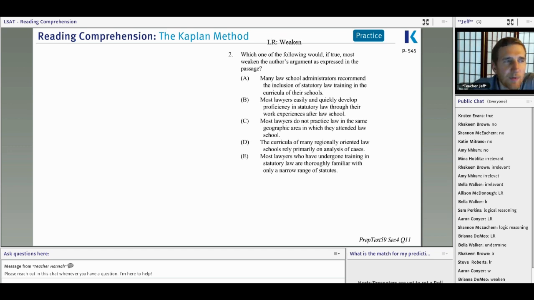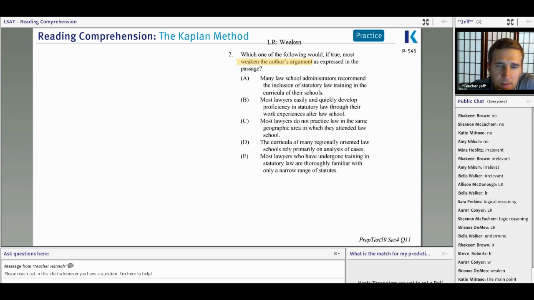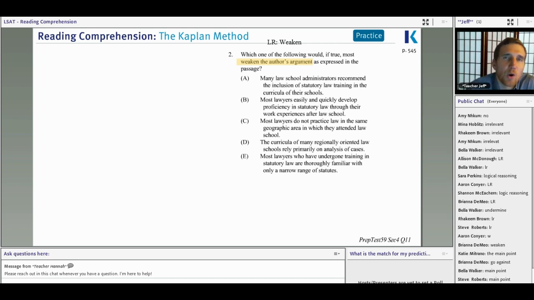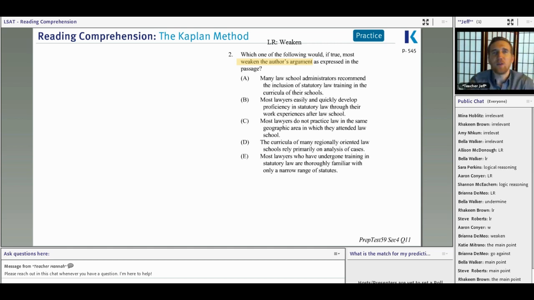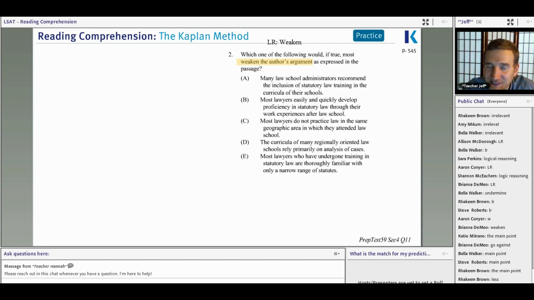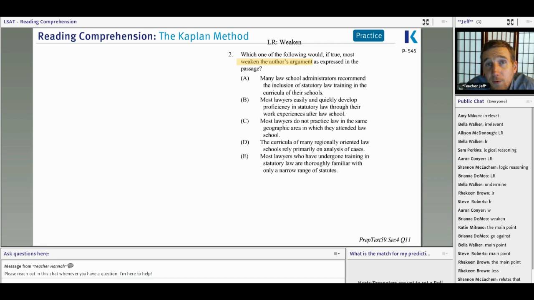Now, as you heard me say before, if we're weakening the author's argument, what does that mean we're weakening? The main point, right? Or in other words, if the author thinks that there should be more of this statutory law training, we want an answer that does what? Don't tell me the answer choice. Tell me what we're searching for. Right, that refutes that, that goes against that, that indicates why we don't need the statutory law training.